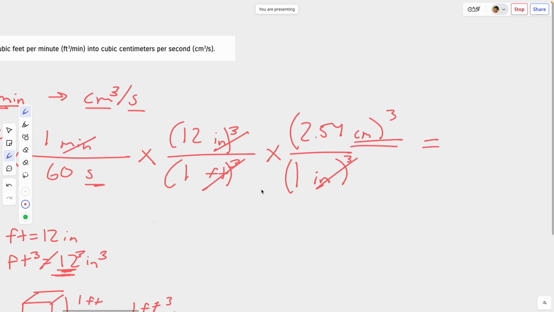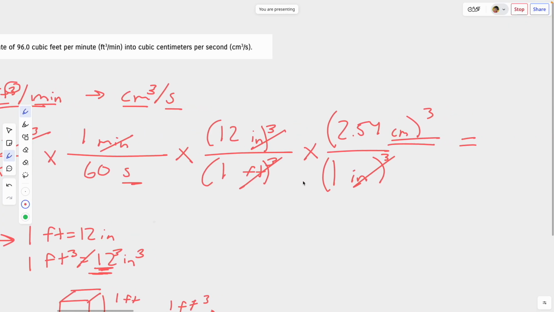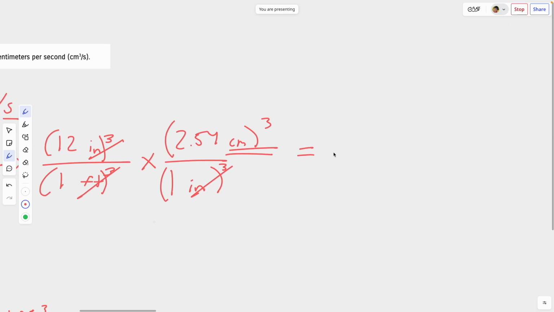So the answer here, if you put it into your calculator, is going to be 45,300 centimeters cubed per second.